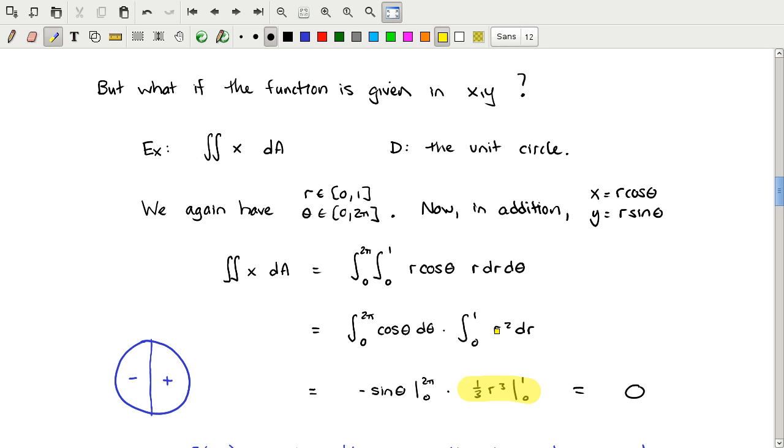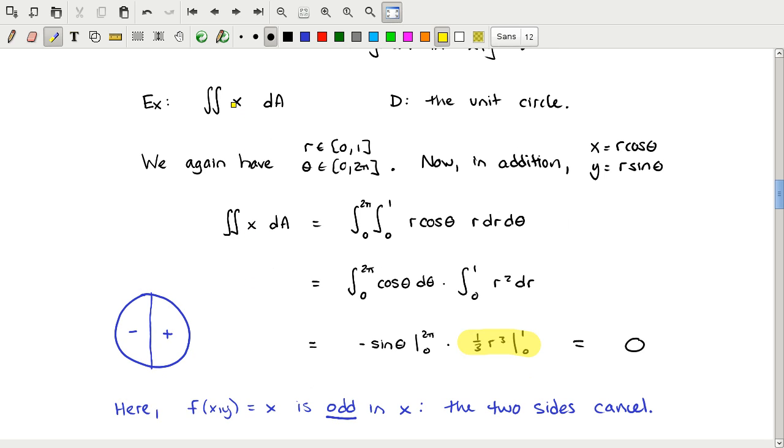Where does that come from? Well, just as a partial check on our answer, x is an odd function of x. And so the unit circle is symmetric with respect to x. You have 1/2 of the unit circle over here in positive x and 1/2 in negative x. And the contribution of positive integrand over here is exactly canceled by the negative integrand over here. And so the two sides cancel each other out to give us 0.